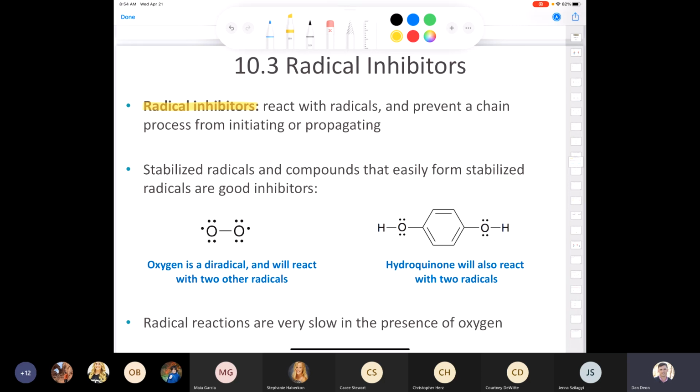So what is a radical inhibitor? Oxygen is a diradical. And if you're thinking, well, come on, Mr. Dion, when I drew the Lewis structure of oxygen, I thought it was this. Well, if you go back to your general chemistry 1, you would have discussed how oxygen is a diradical, and that's why it is paramagnetic. It's attracted to a magnet. Anyhow, I'm not going to go into that right now, but oxygen can react with 2 other radicals to eliminate them. Hydroquinone can also react with a radical.